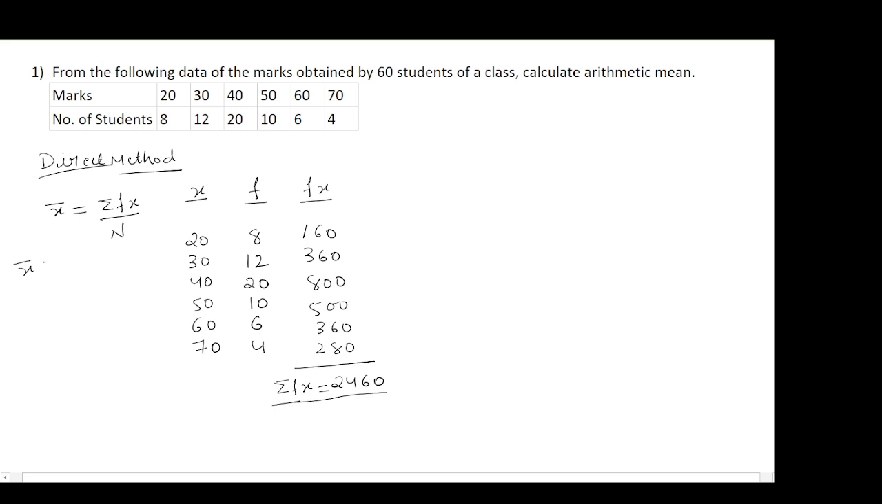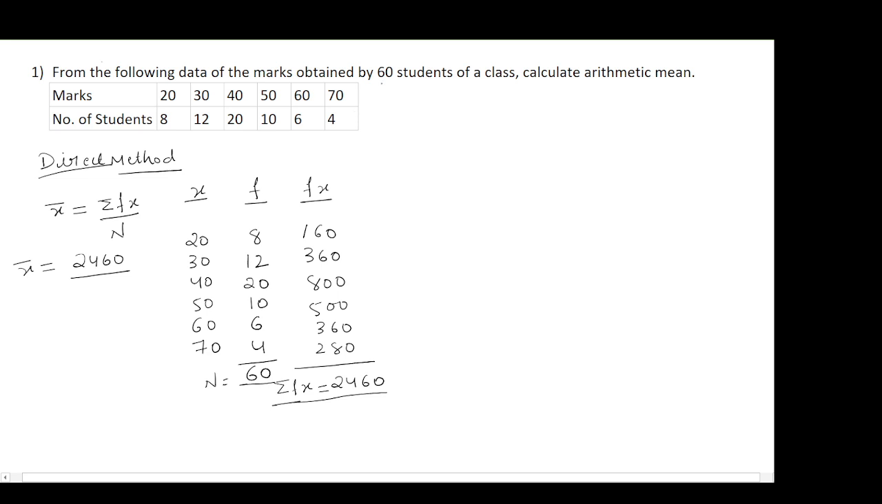Now apply the formula. X bar is equal to summation fx. Just now I have obtained 2460, divided by N. It is not number of observations here, it is capital N. So capital N is total of frequency. Now add all these frequency values, 8 plus 12 plus 20 plus 10 plus 6 plus 4. So what is the total? 60. N is equal to 60.